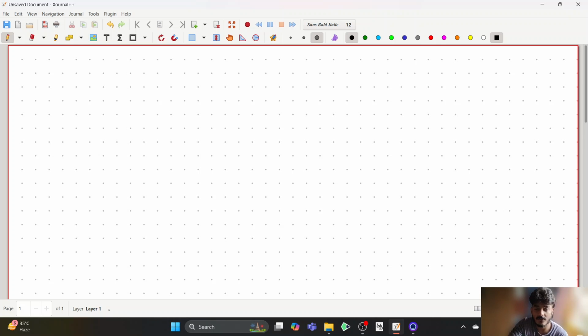Okay, so exact differential equations. Right? Let's start. So let us start with the basic definition. Okay, so what is a differential equation to be precise?